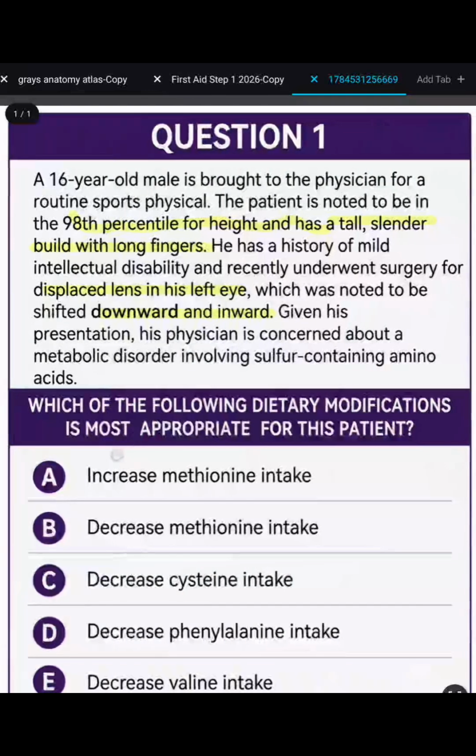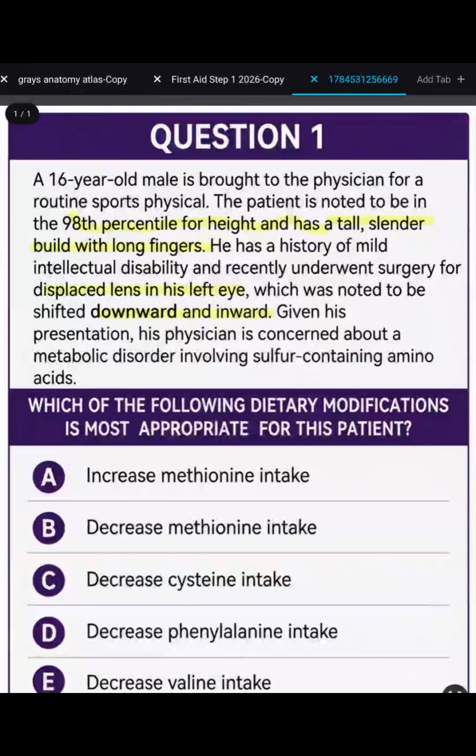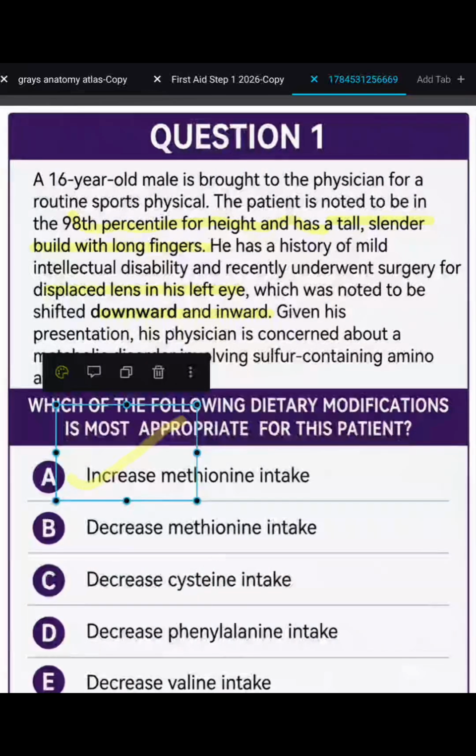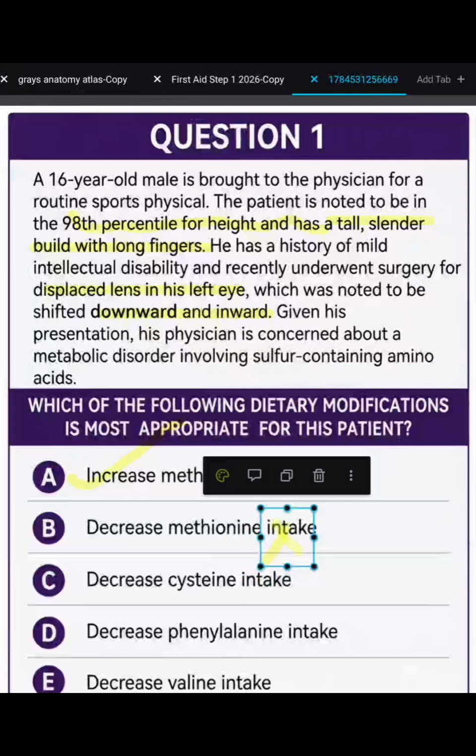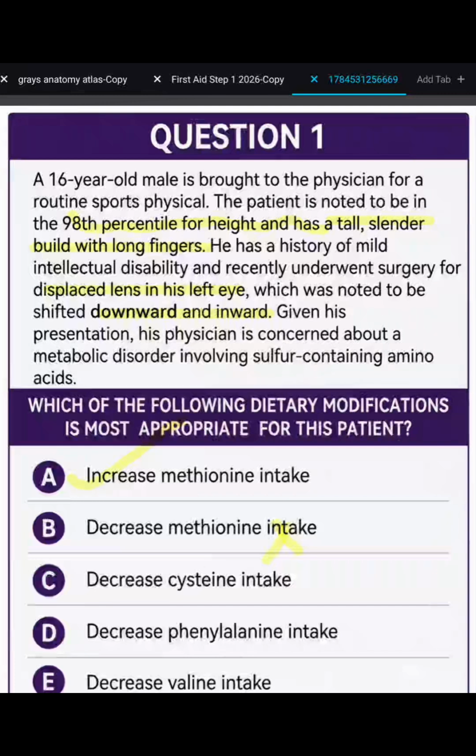So the correct option is increase methionine intake. You have to take methionine in the diet to cover for these deficiencies. Decrease methionine is the wrong option. Decrease cysteine intake applies in cystinuria. Decrease phenylalanine intake points toward phenylketonuria. You have to decrease valine intake in maple syrup urine disease, in which you have to avoid branched-chain amino acids like leucine, isoleucine, and valine in the diet.